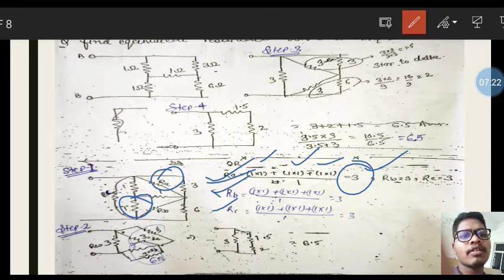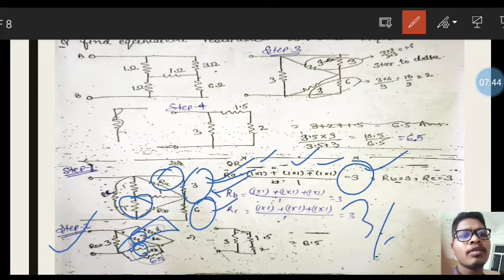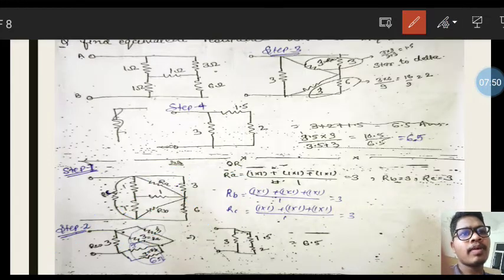After calculating the values of RB and RC, this is step 2. See, this 3 ohm and this 6 ohm are connected across this 3 ohm and this 3 ohm. So they are in parallel. So this 3 ohm and 3 ohm in parallel connection give 3 divided by 2 as the equivalent resistance. What is 3 divided by 2? 1.5. The value that we found here is 1.5.